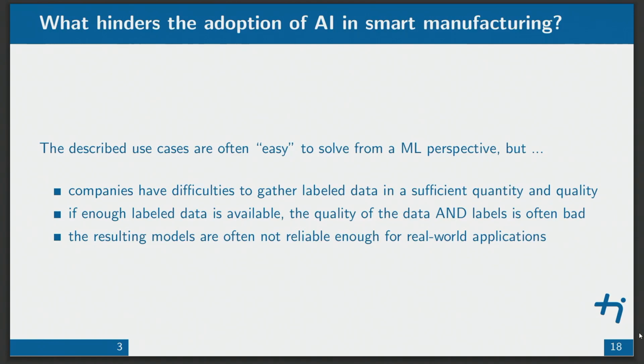And then if these companies have enough labeled data available in some kind of data warehouse or cloud system, the quality of the data and of the labels, often both, is a real issue. The problem here is that these companies often fail to establish a culture in which there is awareness for high data quality. Especially the workers directly at the production line, who are working with the machines and putting in the materials, have no data science education.